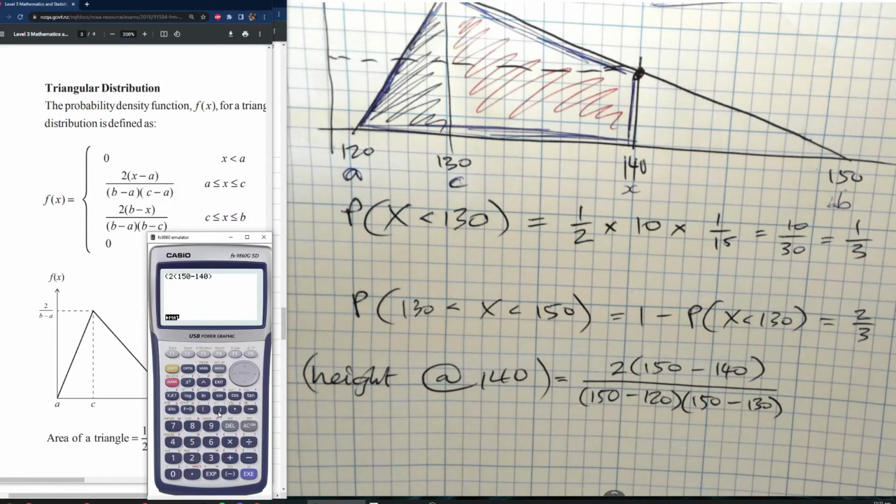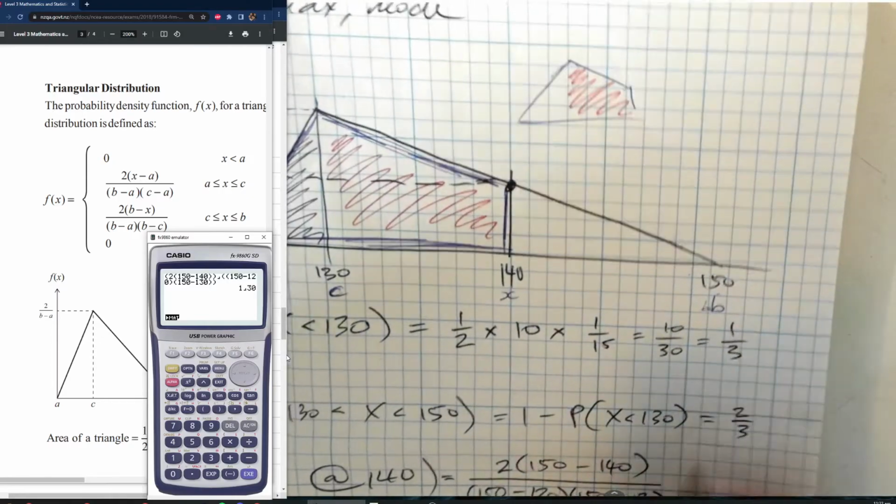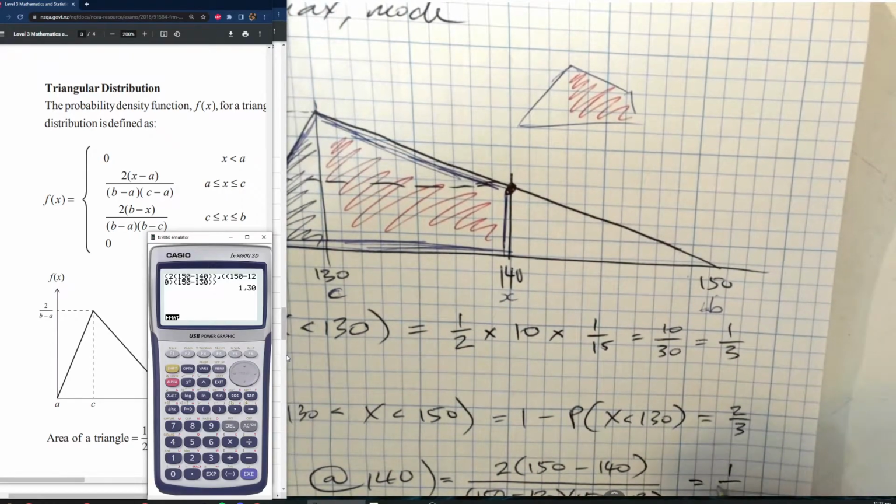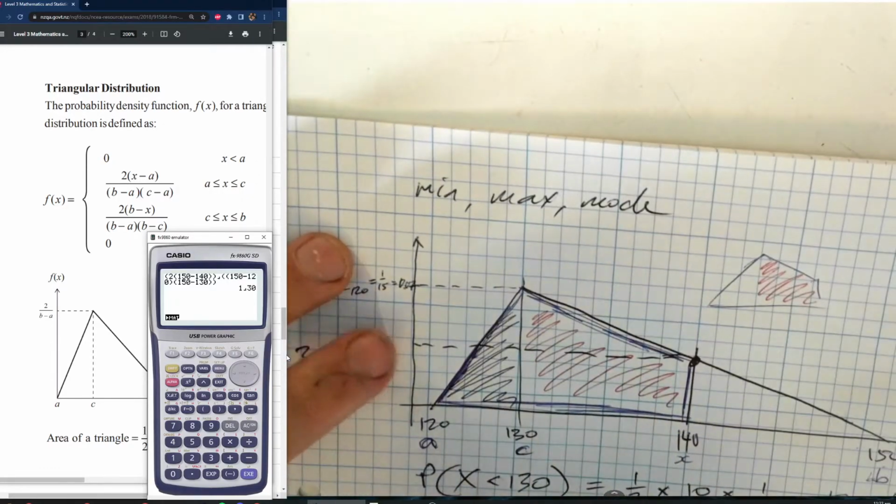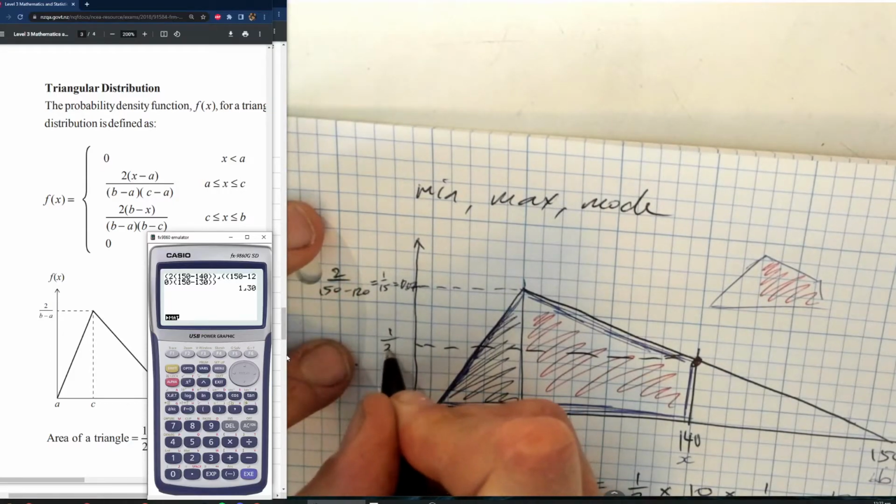The important thing here is, see how I've put a bracket outside here and then a bracket at the end here? It's so that this fraction does itself in the right order. So I'm going to do another bracket on the bottom as well. 150 minus 120, bracket, 150 minus 130. Close that off. I think that should work. 1 over 30. Nice number. So the height here is 1 over 30.